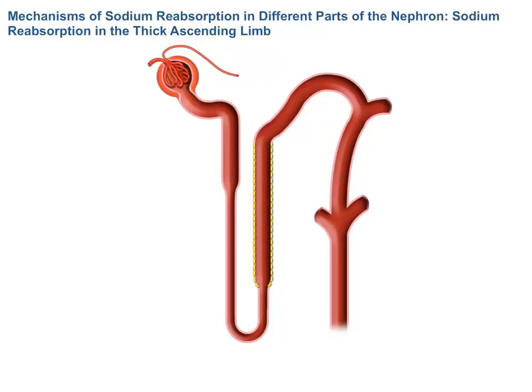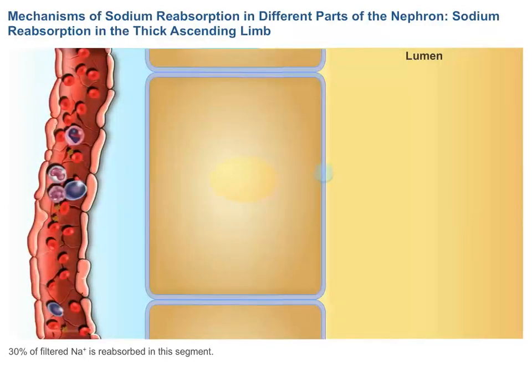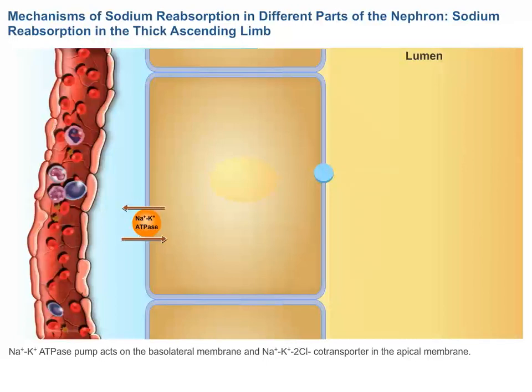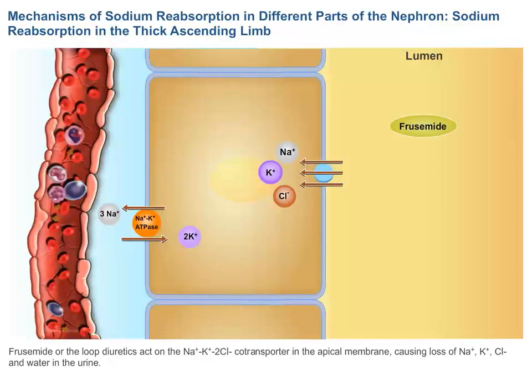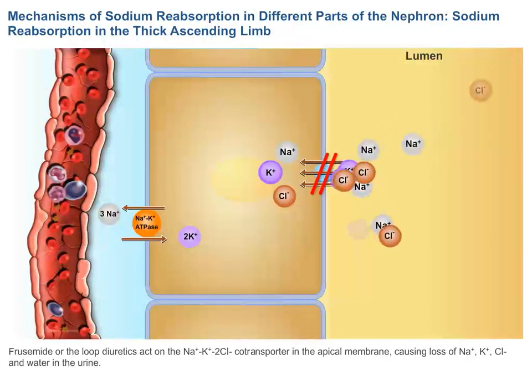Sodium reabsorption in the thick ascending limb. 30% of filtered sodium is reabsorbed in this segment. Sodium-potassium ATPase pump acts on the basolateral membrane and sodium-potassium-chloride cotransporter in the apical membrane. Furosemide or the loop diuretics act on the sodium-potassium-chloride cotransporter in the apical membrane, causing loss of sodium, potassium, chloride, and water in the urine.